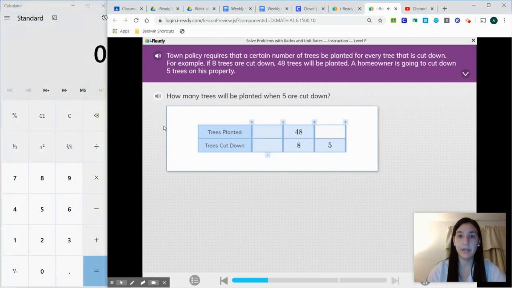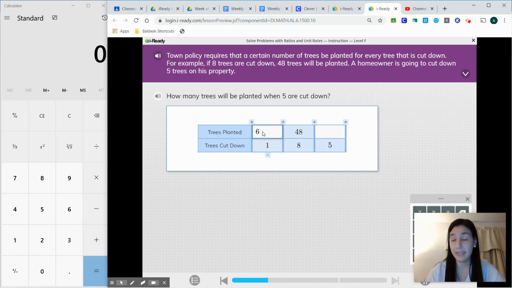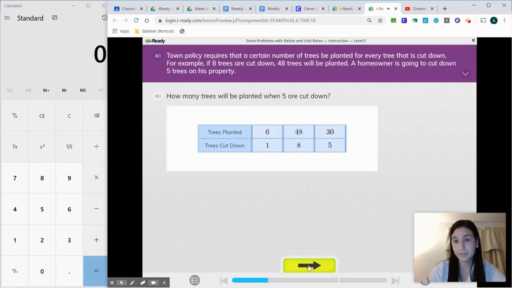Okay, so let's find our unit rate. So we're going to do that by doing 48 divided by 8. And we'll see that we're going to get a 1 here and a 6 here because 48 divided by 8 is 6. So we know that our unit rate is 6 trees planted, 1 tree cut down. So now to go from our 1 over to our 5, we're going to multiply by 5. So we're going to do 6 times 5 to find out that when 30 trees are planted, 5 are cut down. The quantities in these equivalent ratios are all related in the same way. There are always 6 times as many trees planted as trees cut down.